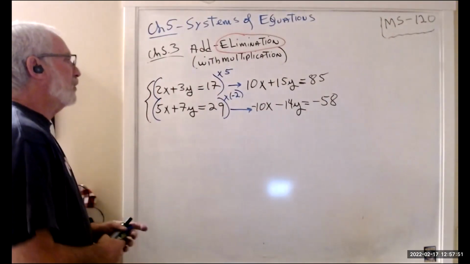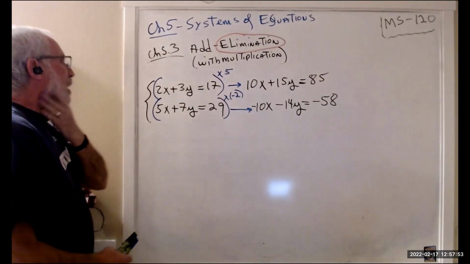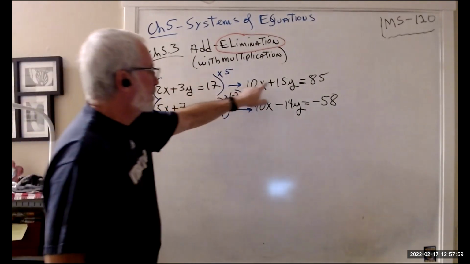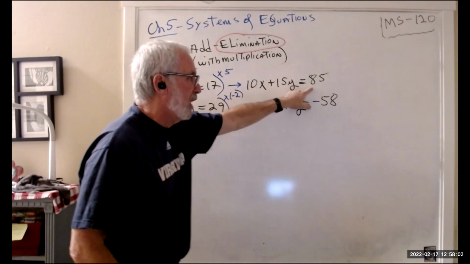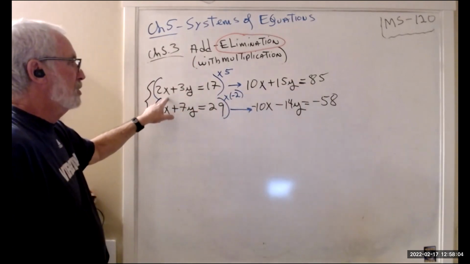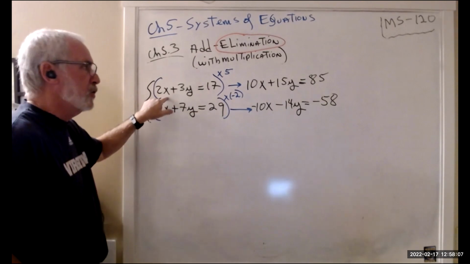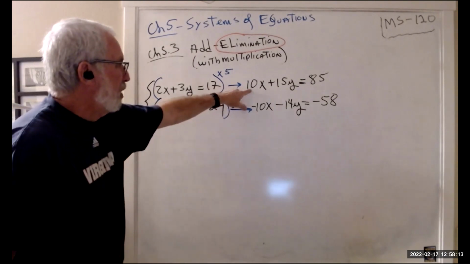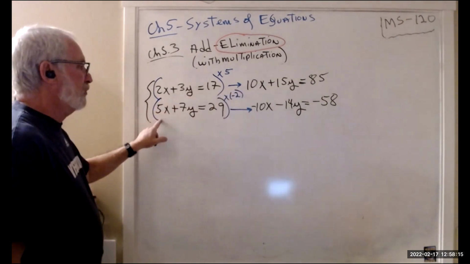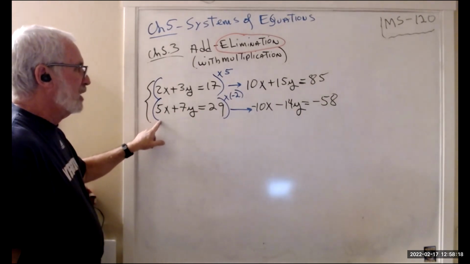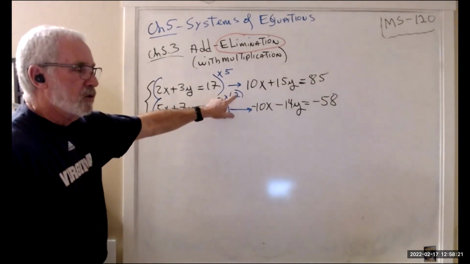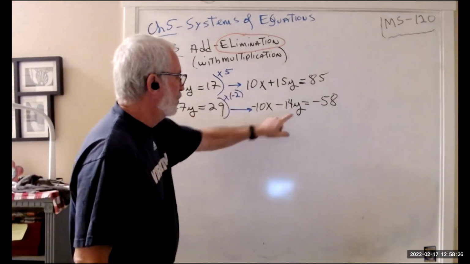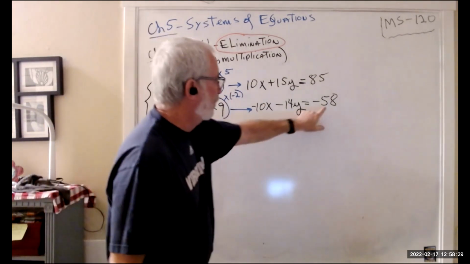Okay, based upon our discussion, I decided to multiply the top equation by 5. So that gave me 10x plus 15y equals 85. So 5 times each of those. Again, use your calculator to do the multiplication. Don't be a hero. Because that was a positive 10x, I had to make the 5x in the other equation a negative 10x. So I multiplied by -2. -2 times 5 is -10x. -2 times 7 is -14y. And -2 times 29 is -58.